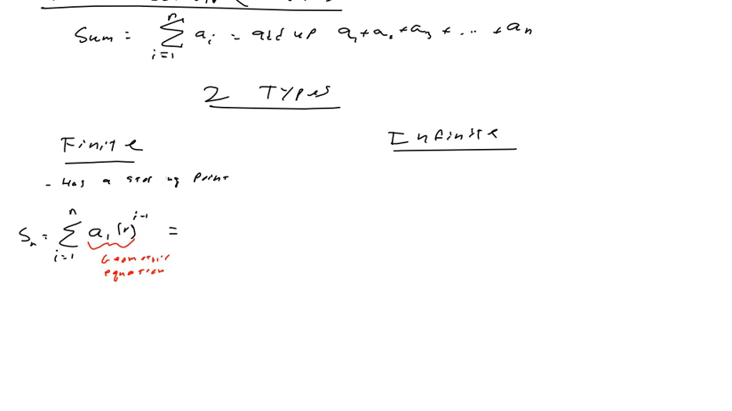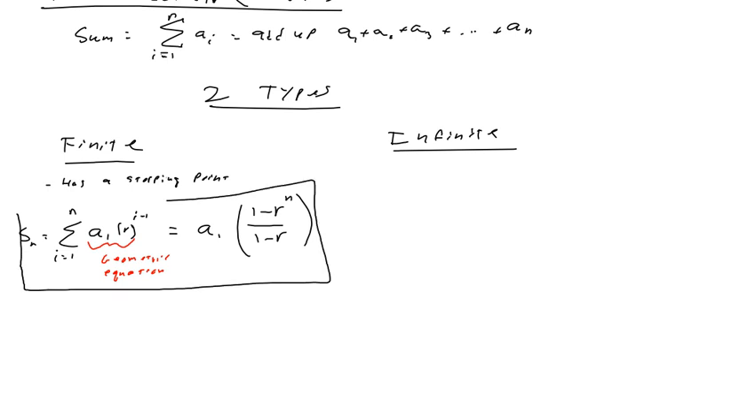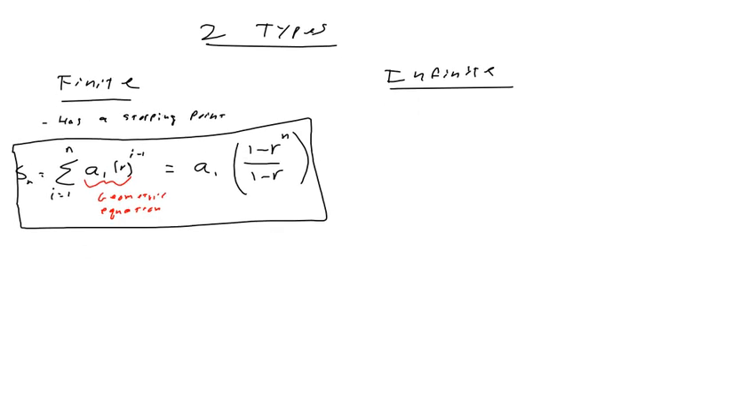Or we have this equation that we can use to figure out the sum directly. And that equation is we take the first term, a1, times 1 minus r to the n over 1 minus r. This is the formula that will give us the sum of a finite geometric sequence.